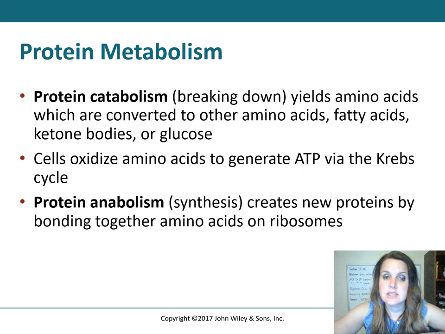Sometimes cells oxidize amino acids to make ATP, and they do this via the Krebs cycle that we talked about earlier. Protein anabolism is basically creating more proteins, and this is taking those individual amino acids, which are the individual components, and linking them together to make these large proteins, and this occurs in ribosomes.